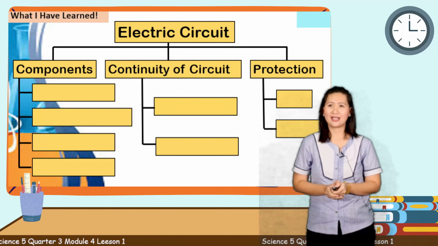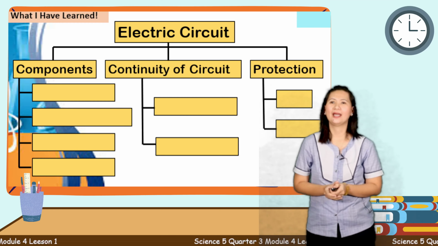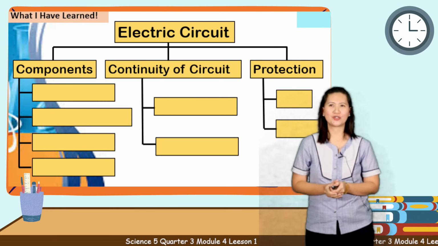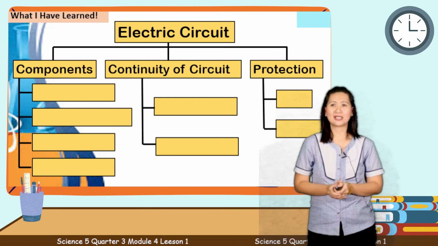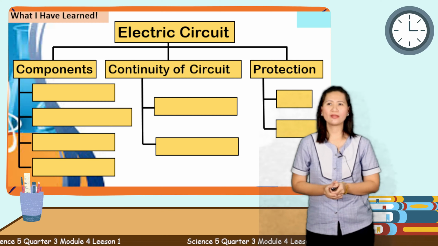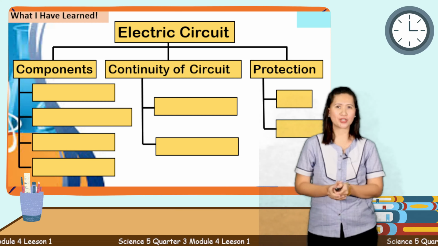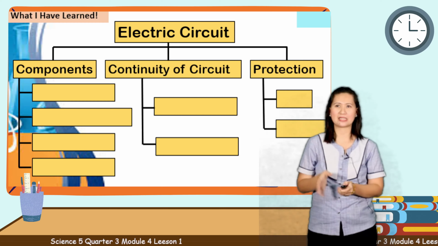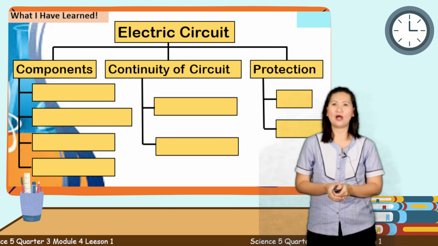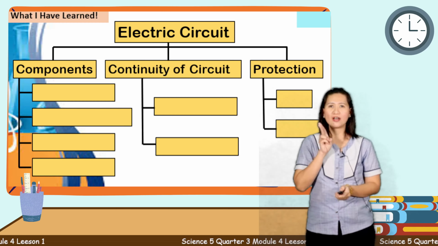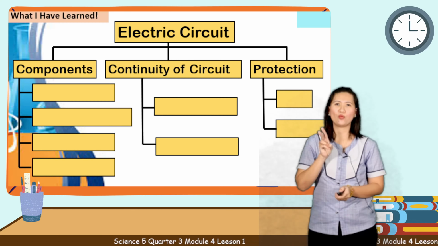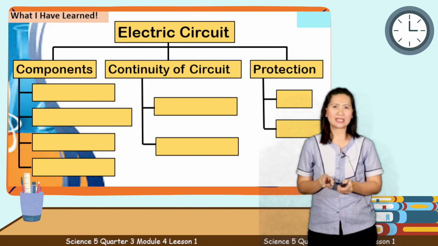And now, let's check what you have learned. You have to answer the concept map. What are the components of the electric circuit? We have 4 components. What are the 2 continuity of circuit? And what are the 2 devices that we need to prevent faulty wirings or dangers using electricity? I'll give you 10 seconds to think of the answers.